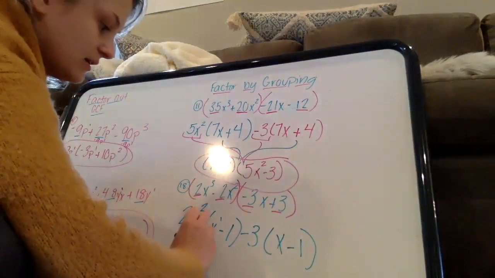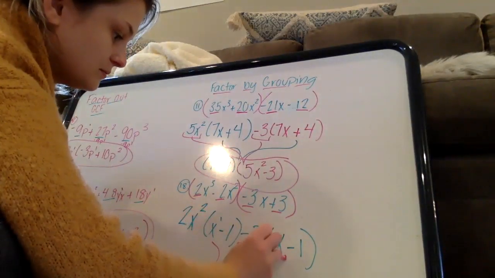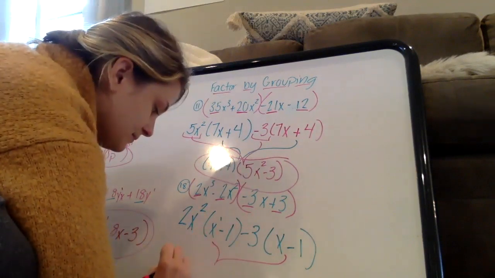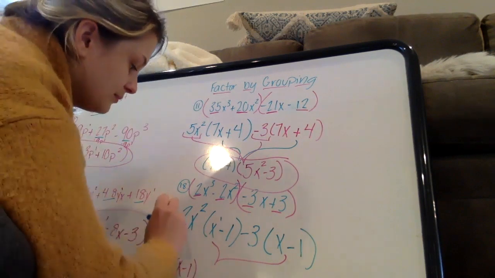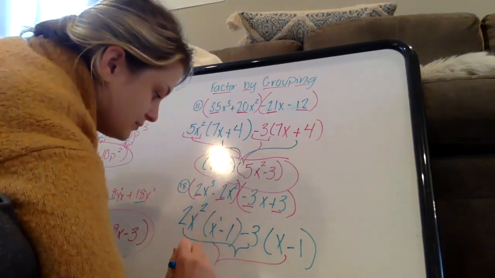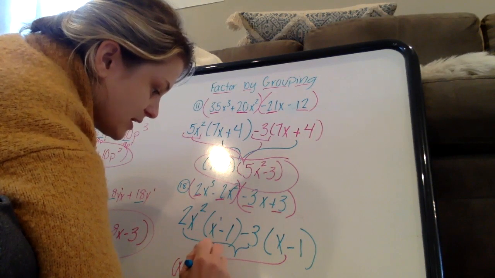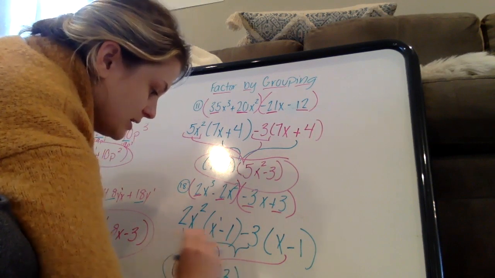Now see how these are exactly the same again? You rewrite that. And then you pair up your outsides. So we have 2x squared minus 3. And that would be that answer.